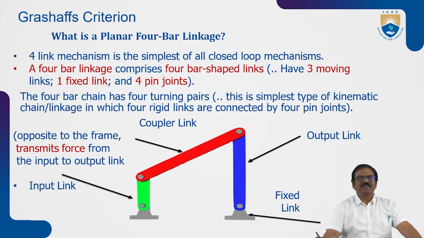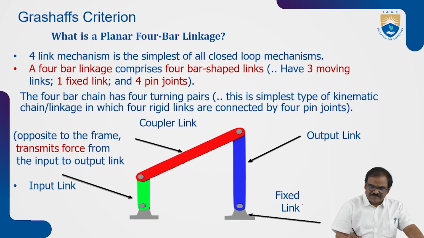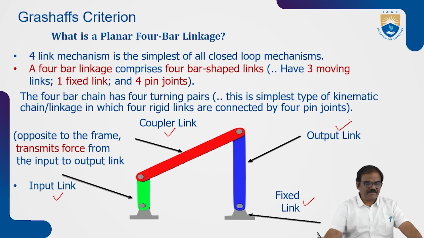What is a planar 4-bar linkage? A 4-link mechanism is the simplest of all closed loop mechanisms. A 4-bar linkage comprises 4 bar-shaped links, having 3 moving links, 1 fixed link, and 4 pin joints. So this is the fixed link, this we call the input link, and this we call the coupler link. This we call the output link.